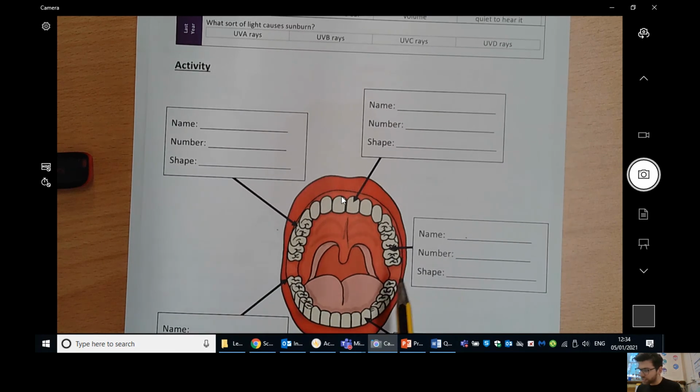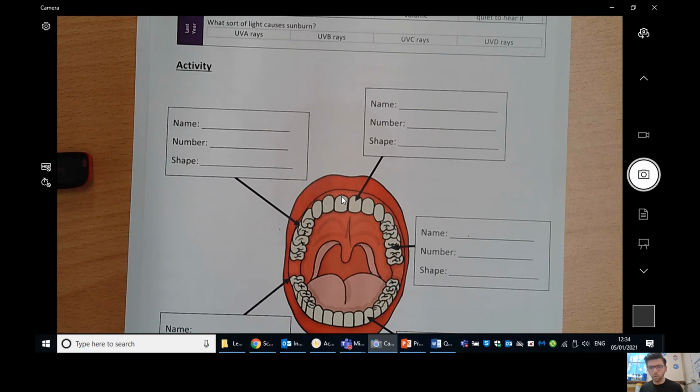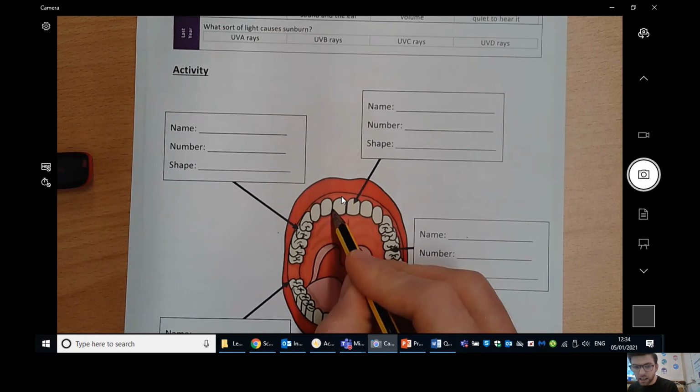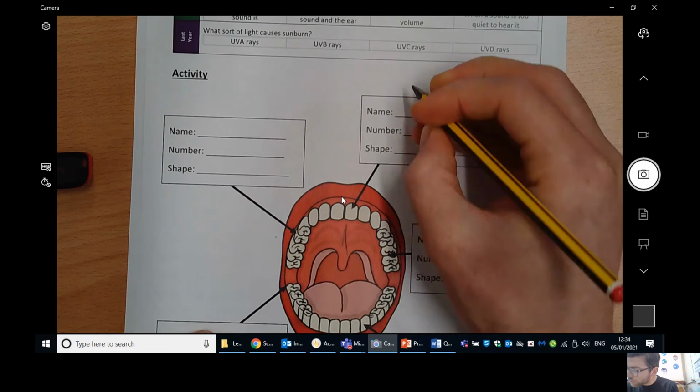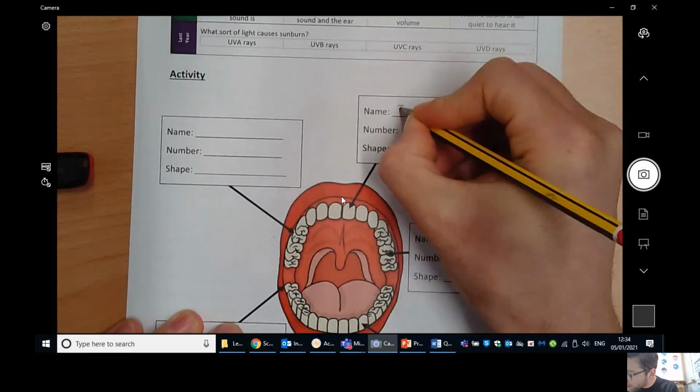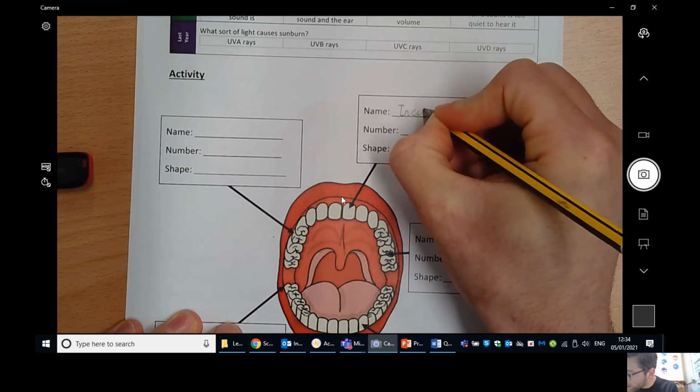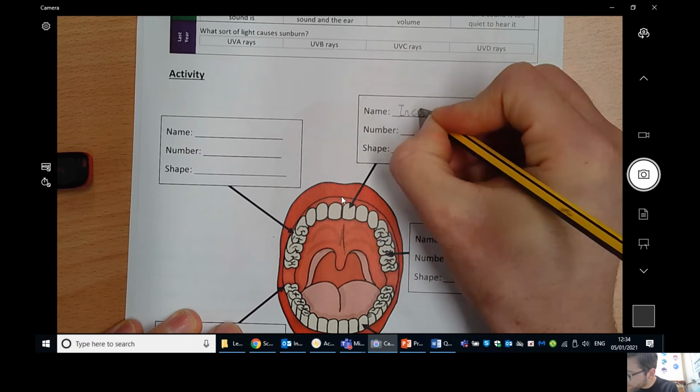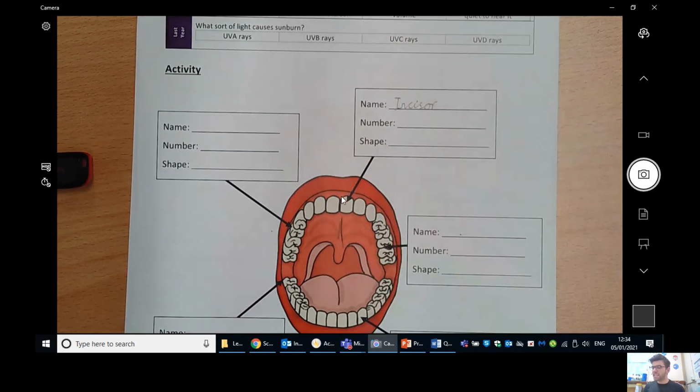So which one is this incisor going to be? Well, I remember we have 4 at the very top and 4 at the bottom of our mouth, so they're going to be these ones up here, where this arrow is pointing. So I'm going to do the name, incisor, then number. Now that's how many teeth there are.